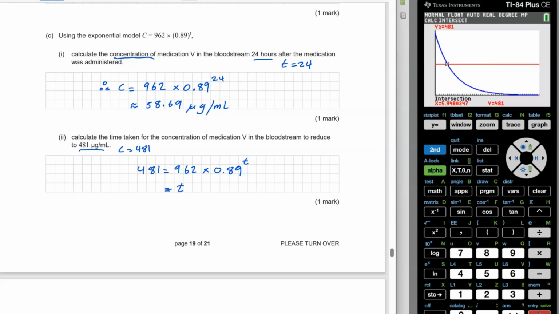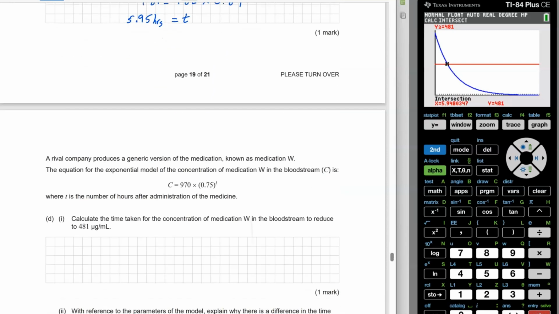So we've got t here is equal to 5.95, and it must be in hours. Maybe I'll just fix that up. And that's it. So moving now to the last page of this exam.